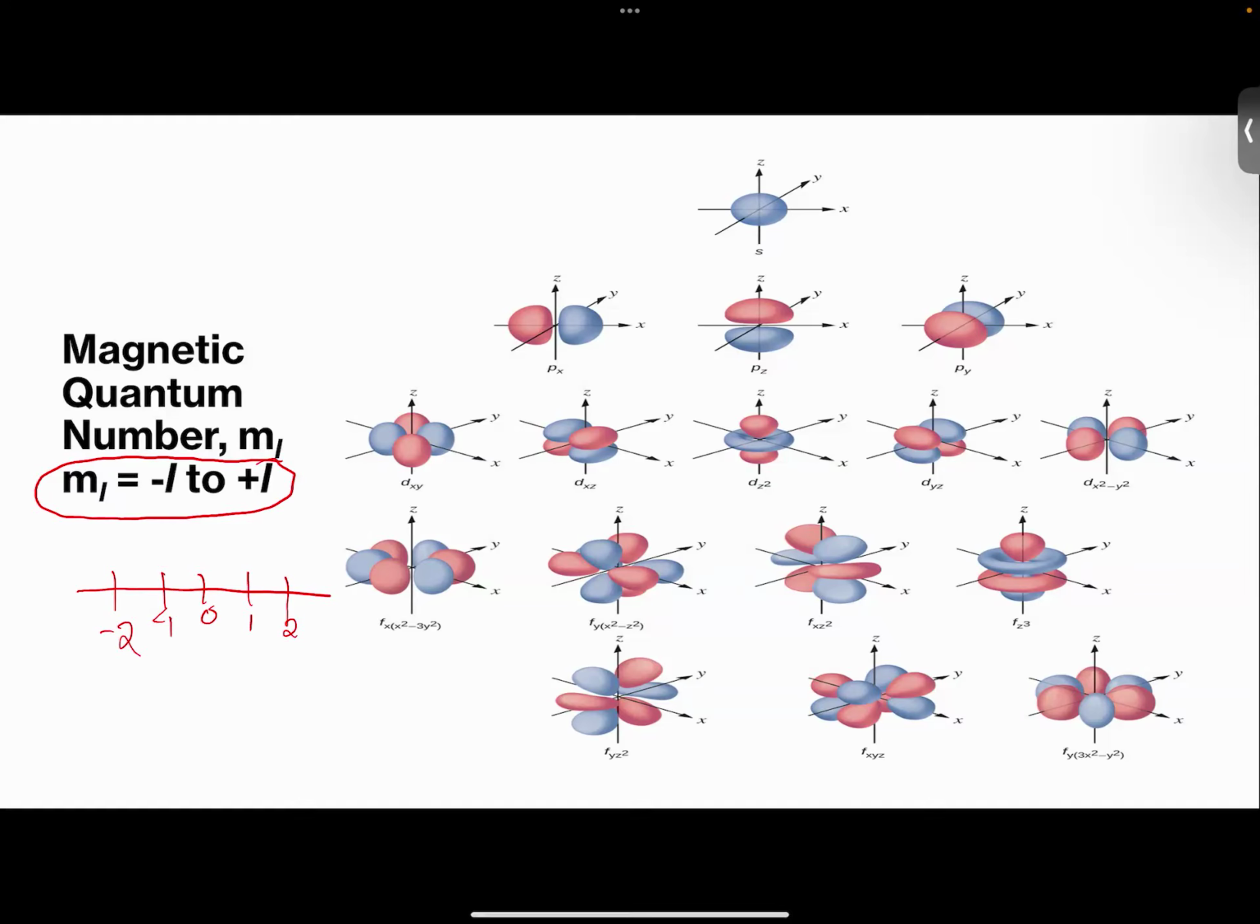So when L was equal to 0, m sub L would be anything from negative 0 to plus 0 on a number line, which means it's equal to 0. What this is telling me is that there is only one orbital in the s subshell.